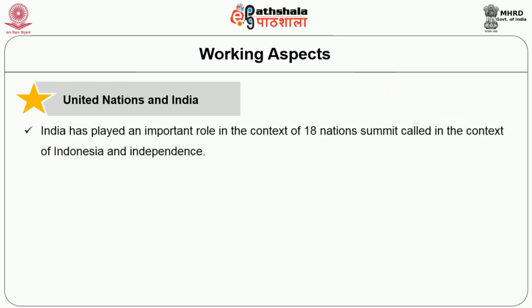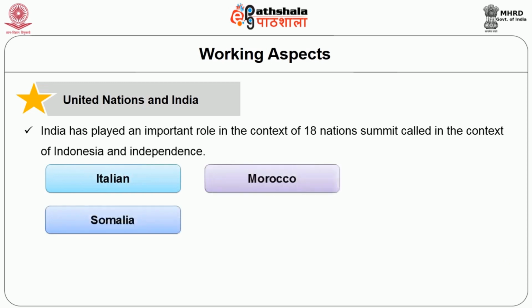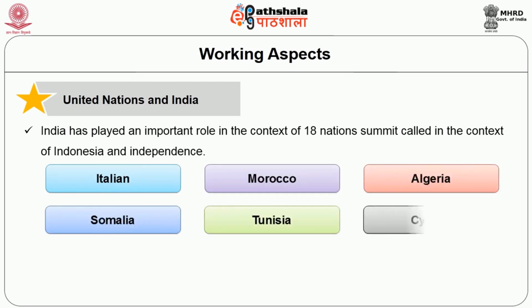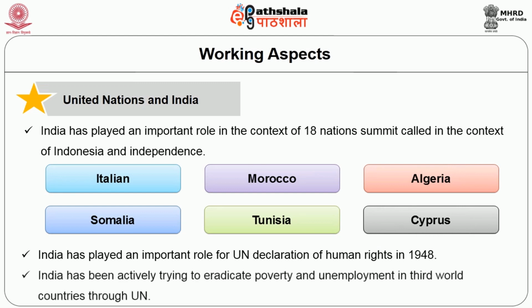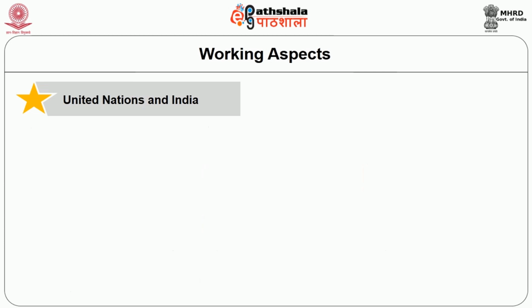India has played an important role in the context of the 18 Nations Summit called in the context of Indonesia and the independence of Italian Somalia, Morocco, Tunisia, Algeria and Cyprus, etc. India has played an important role for the UN Declaration of Human Rights in 1948. India has been actively trying to eradicate poverty and unemployment in third world countries through the United Nations.